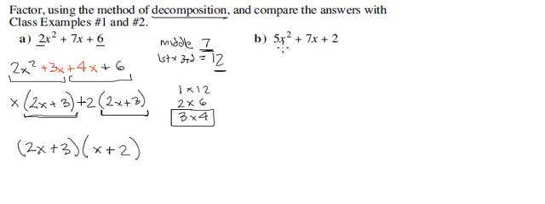Let's try it again. 5x squared plus 7x plus 2. So our middle coefficient obviously is 7. Our first times last is 5 times 2, which is 10. So we need two numbers which add up to 7, multiply to 10, and it doesn't take too long to see that they're 2 and 5.